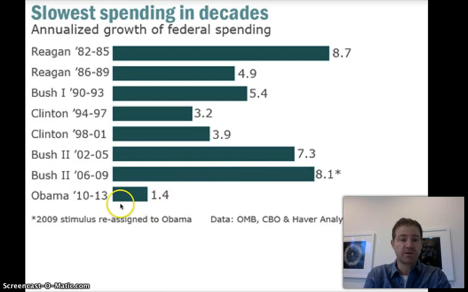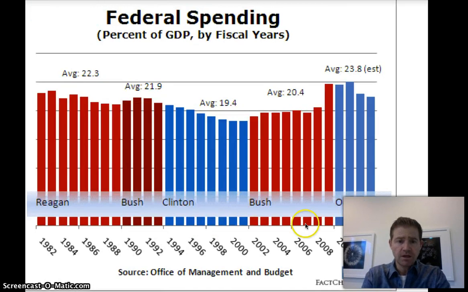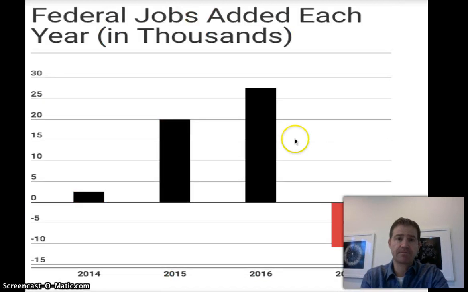Obama's growth in federal spending for the first 4 years, 1.4%. So here we have, again, federal spending as percent of GDP. So as a percentage of what you're producing, you can see the federal spending is 23%. Explore some ideas for why that might be happening.